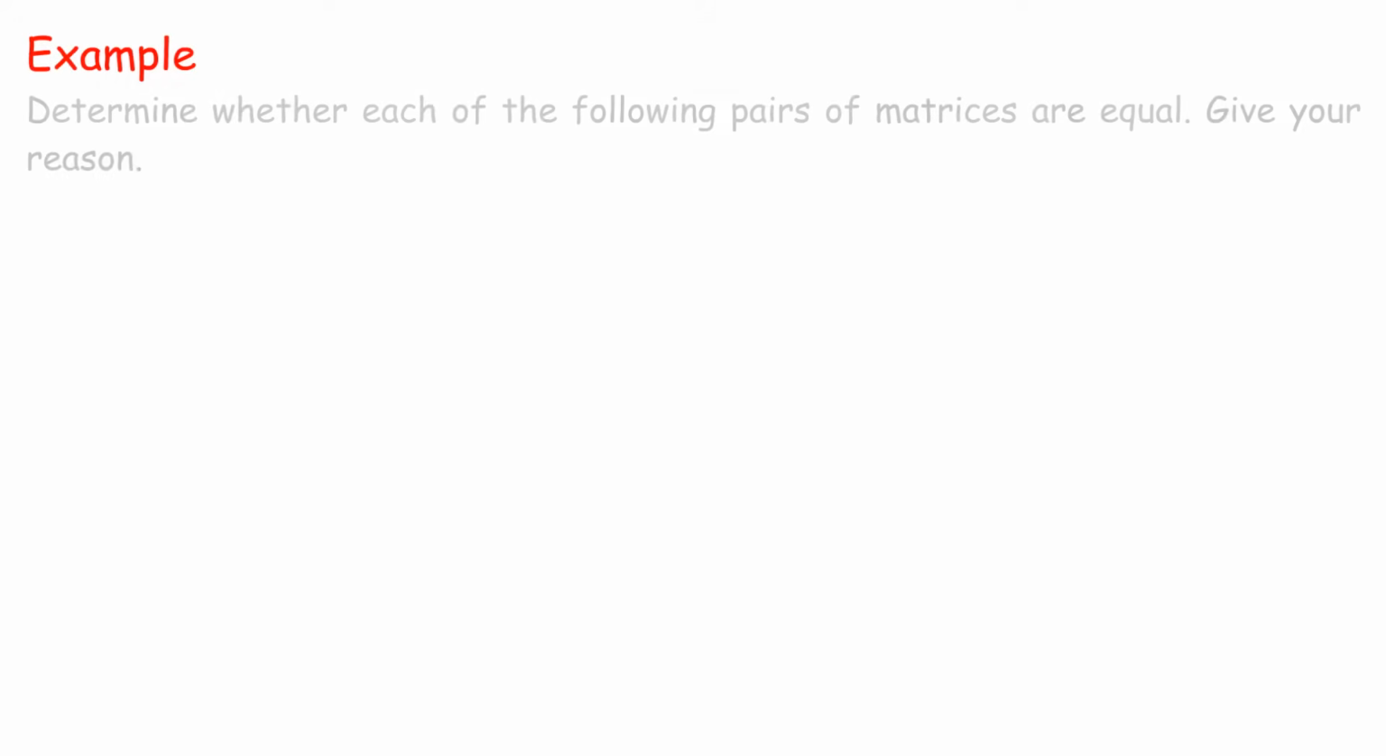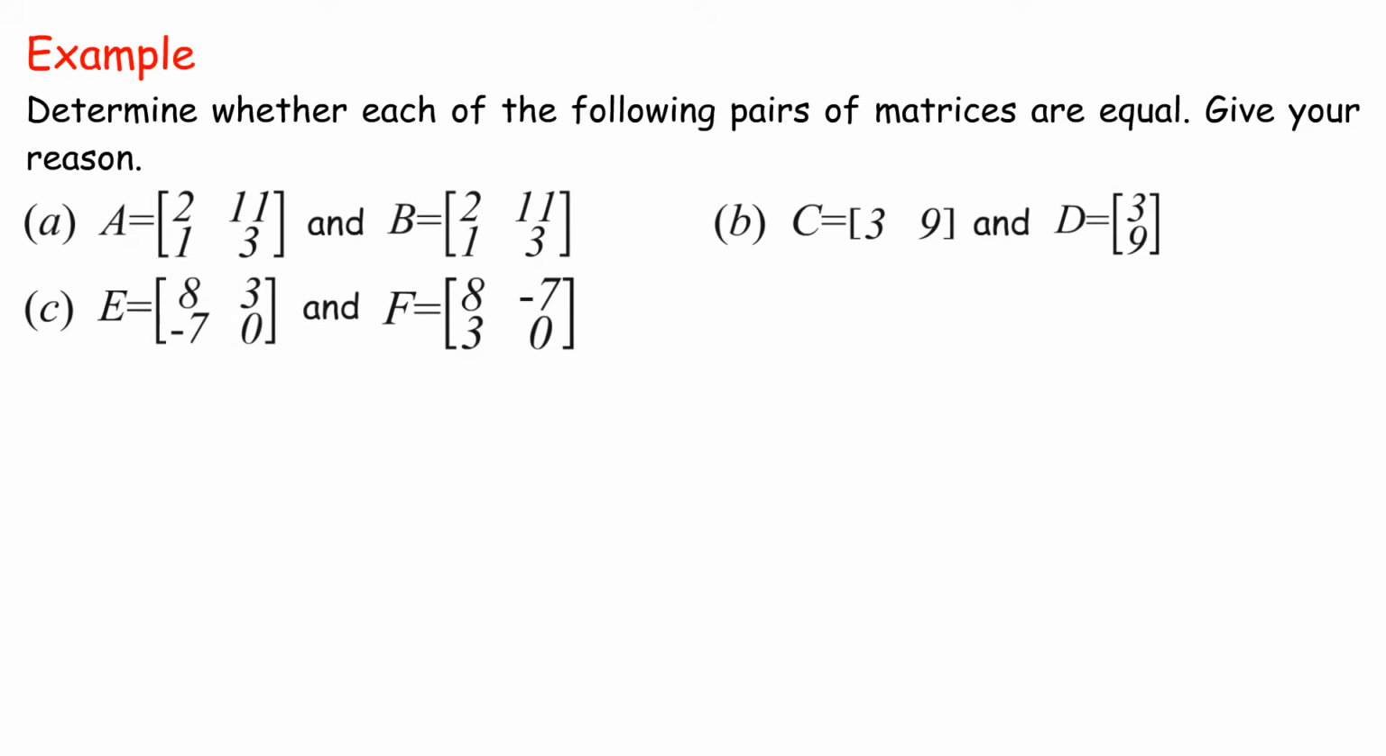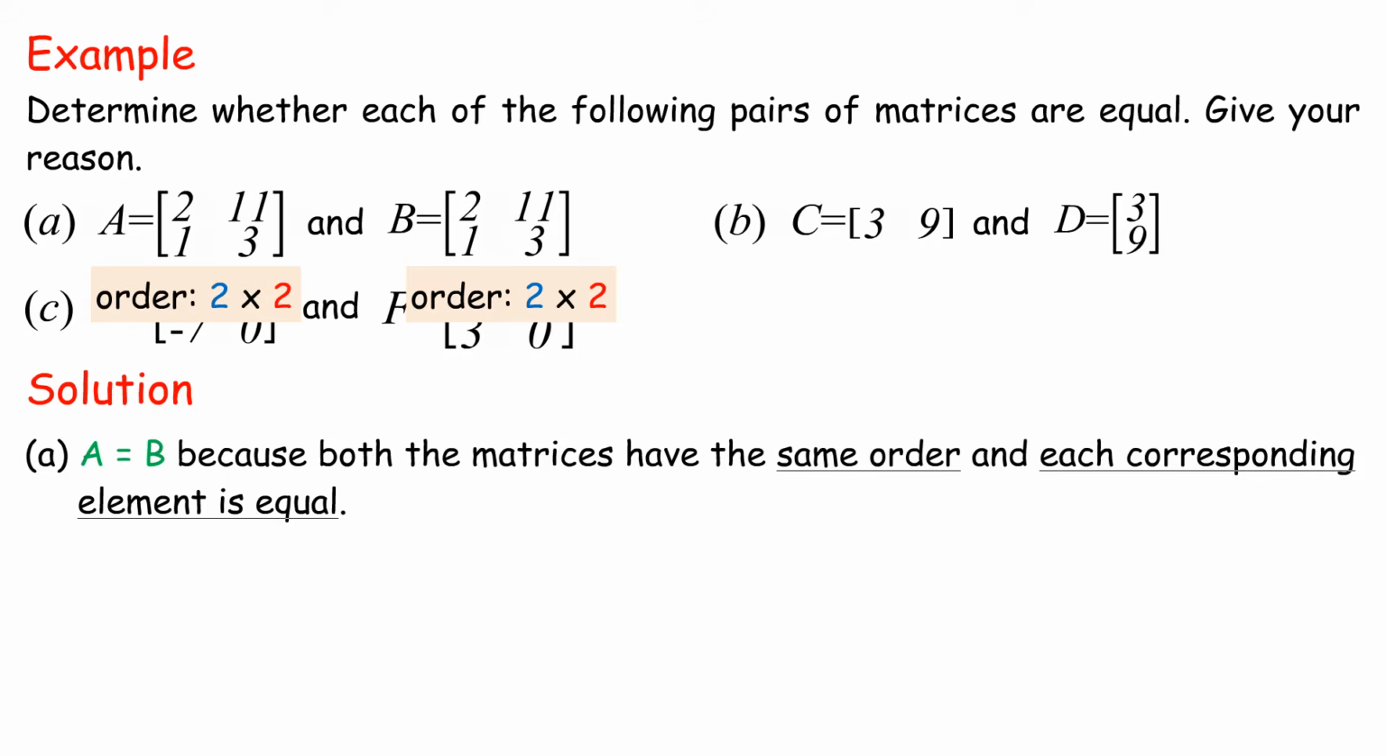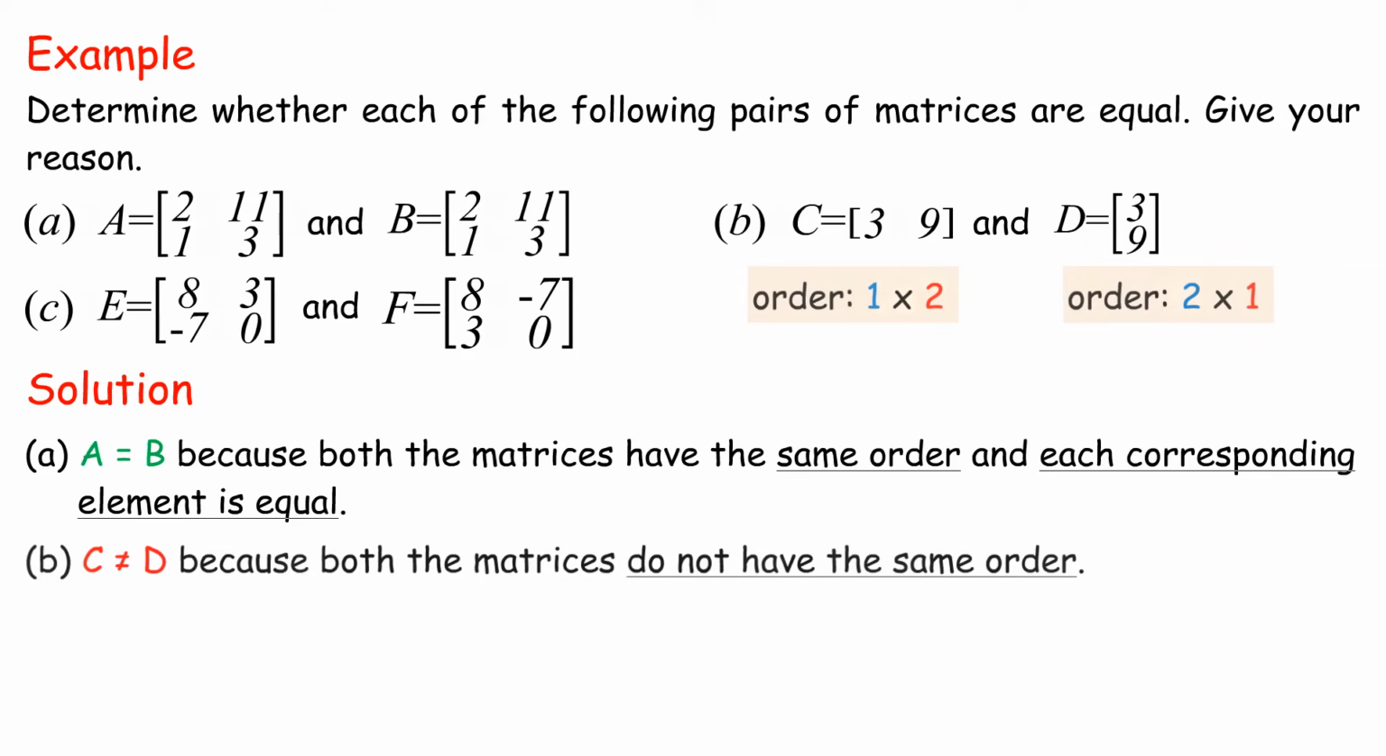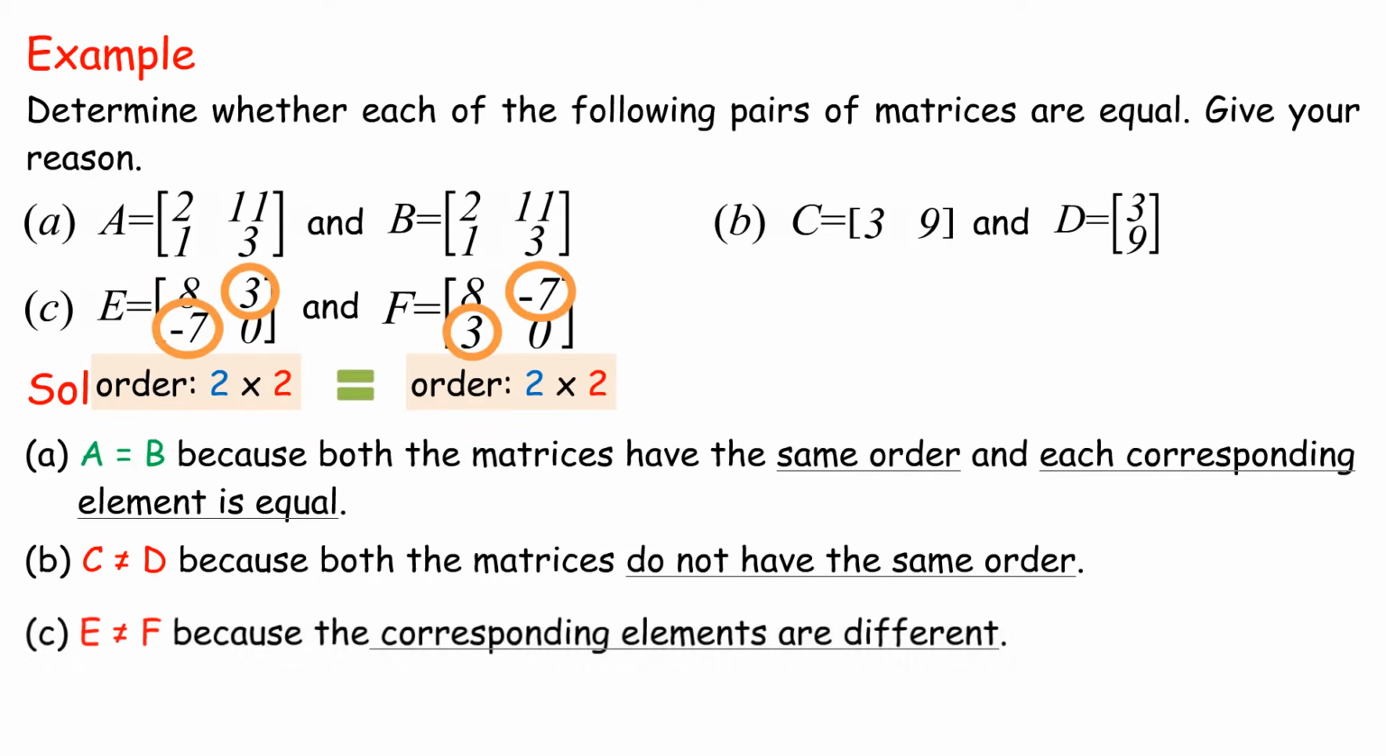Example: determine whether each of the following pairs of matrices are equal. Give your reason. Solution: A equals B, because both matrices have the same order and each corresponding element is equal. B, C does not equal D because both matrices do not have the same order. The order of C is 1 by 2, while the order of D is 2 by 1. C, E does not equal F, because the corresponding elements are different.